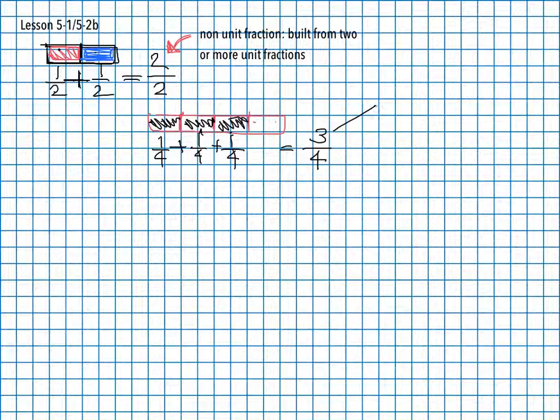So the numerator is the number on top, and the bottom number is called the denominator. And when adding fractions, if you notice in each one of these examples, the denominator stays the same. And I refer to this as the language we are speaking. We're speaking in halves. Here we're speaking in fourths. Whereas the numerator changes when we add them. Let's look at another example.